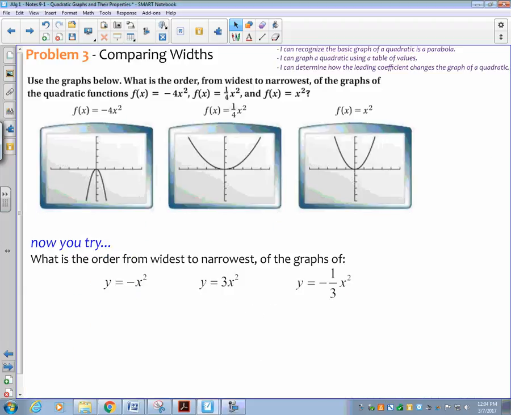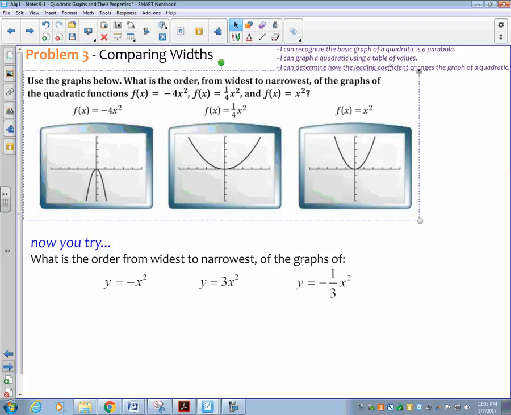All right, sticking to our learning objectives. Comparing with that's once again looking at the leading coefficient and seeing how it changes the graph. Use the graphs below. What is the order from the widest to the narrowest of the graphs of the quadratic functions? So this is negative 4x squared.